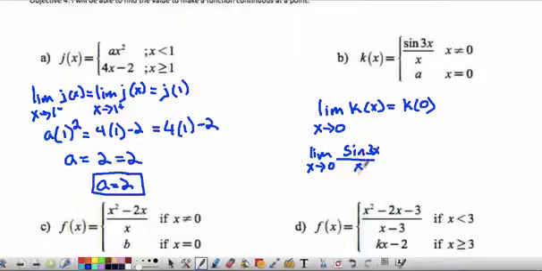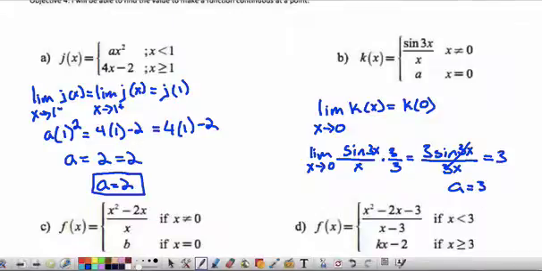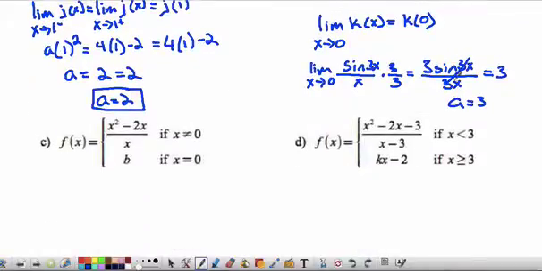So how can we make it so we don't have a 0 in the denominator? Well, we can multiply by 3 over 3, which then gives us 3 sine 3x all over 3x. These cancel out to 1, and our answer here is 3. And since we only have an a here, that would make it so a equals 3. We'll get a little more complicated down here when our letter needs to be solved for. But our answer for this one is just a equals 3.